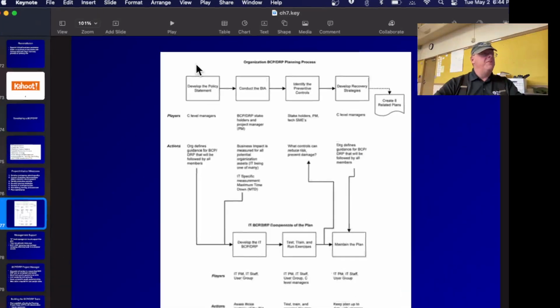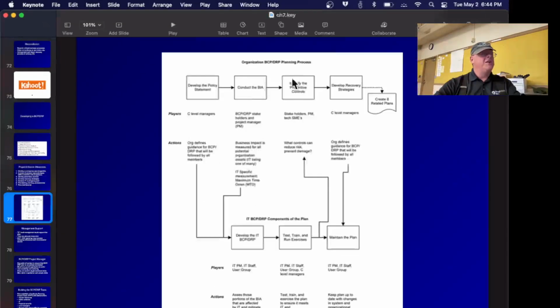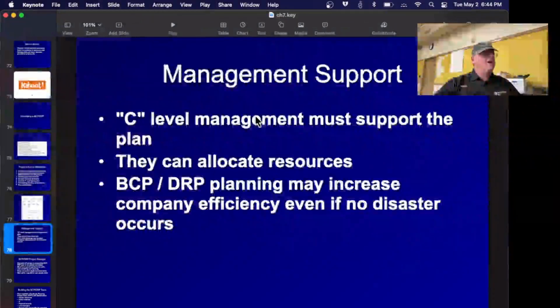So there's a sort of diagram here where you develop the policy statement, conduct the business impact analysis, identify the controls, and so on. A chart that just goes into more detail of those steps. You have to have C-level management, the CEO, CSO, that sort of thing. Some top executive must support this because this is expensive. You have to make people work, you have to use their time, you have to use resources.